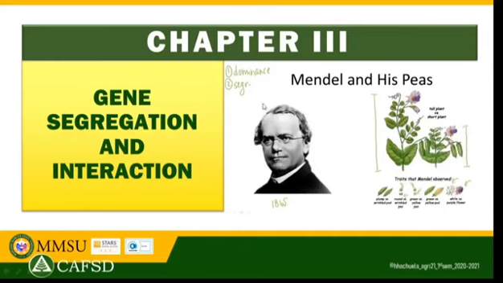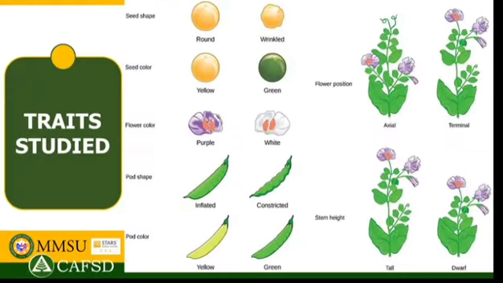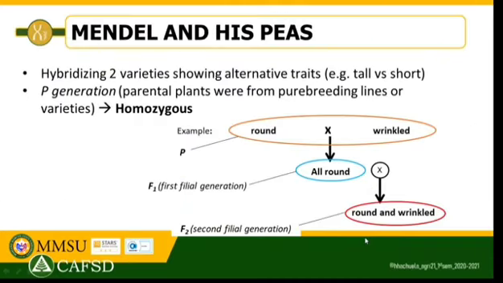So, this is Gregor Mendel. And as you already know from your Chapter 1, he is regarded or considered as the father of genetics. And it was highlighted that he worked on the common garden pea, scientifically known as Pisum sativum, right? So these were the 7 traits studied by Gregor Mendel, namely seed shape, seed color, flower color, pod shape, pod color, flower position, and stem height. Okay? So those 7 traits were tested individually by hybridizing 2 varieties showing alternative traits or phenotypes such as tall and short, round and wrinkled, yellow and green, and so on and so forth.